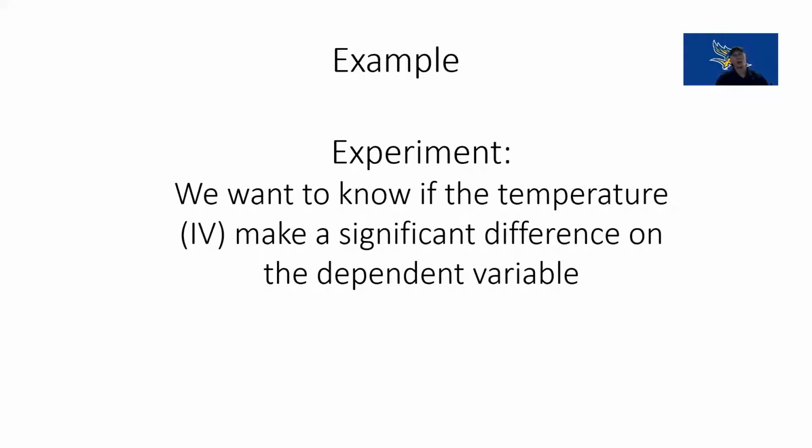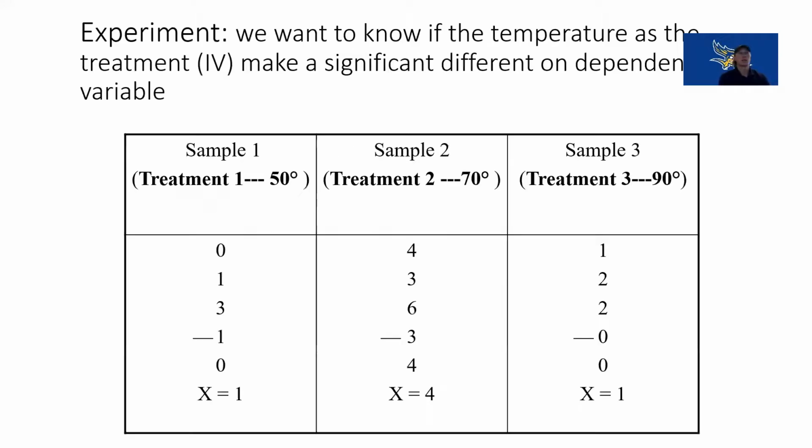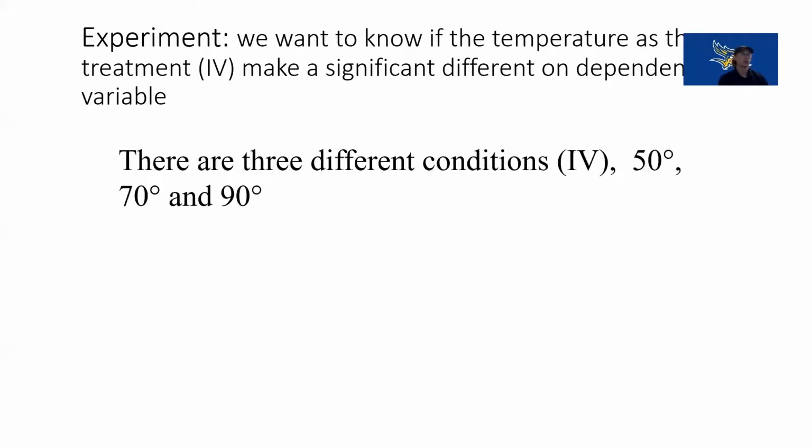So here's an example of when we would use an ANOVA. Okay, we want to know if there's a significant difference between temperatures in the different samples or days. We want to know if temperature is different between treatment 1, treatment 2, and treatment 3. So in sample 1, we find our mean is 1, sample 2, mean is 4, sample 3, mean is 1. In sample 1, the treatment is 50 degrees, treatment 2, 70 degrees, treatment 3, 90 degrees. So did the temperature make a difference?